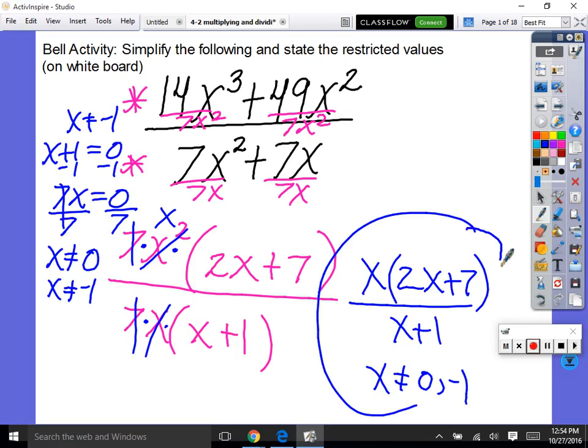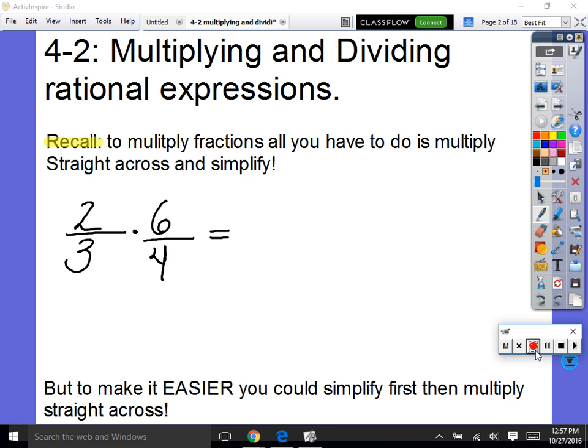Okay, good job. I saw a lot of you get it right, and a lot of you were close, so very good. Okay, so today we're doing 4-2. Last time we learned how to simplify rational expressions. We have to divide out exact factors like in the Bell quiz. Today now we're going to take it one step further. Simplification is always the last step with rationals. So now today we're going to multiply and divide rational expressions.